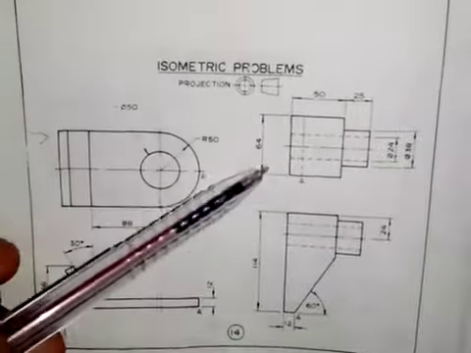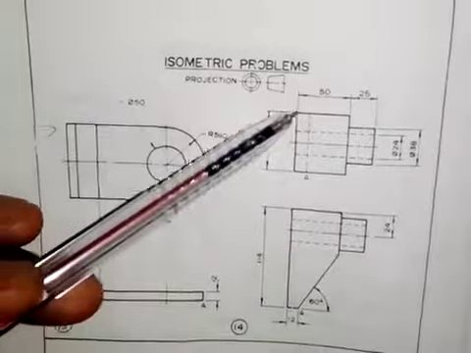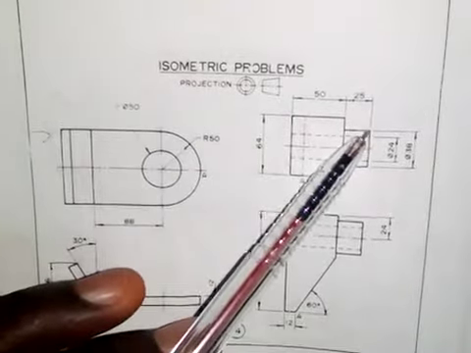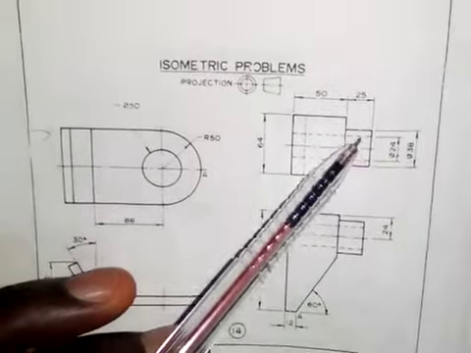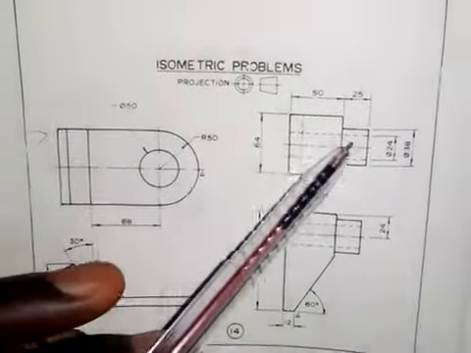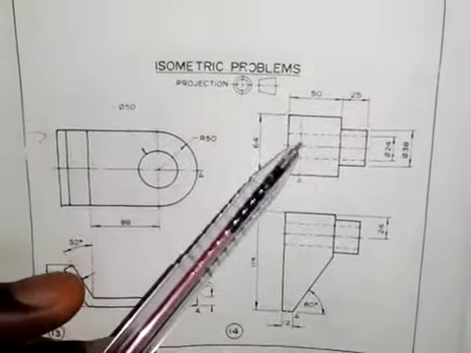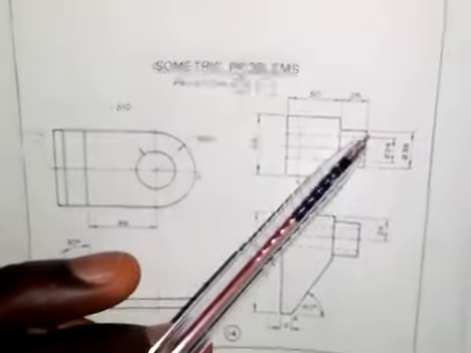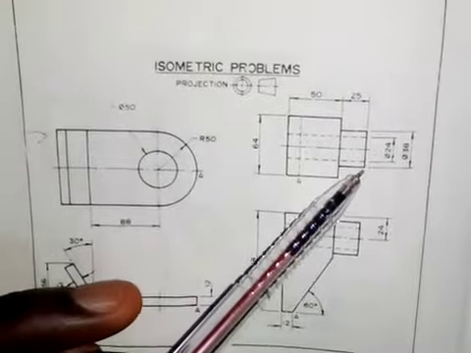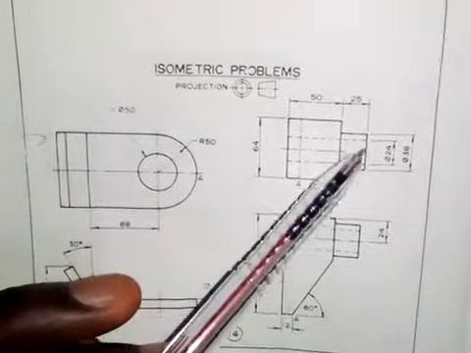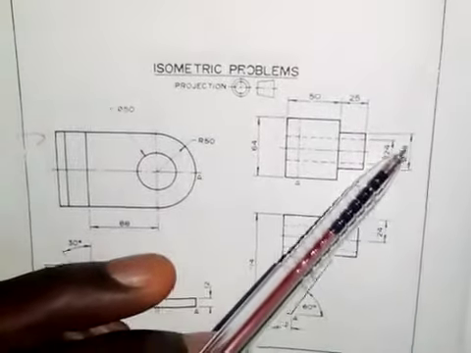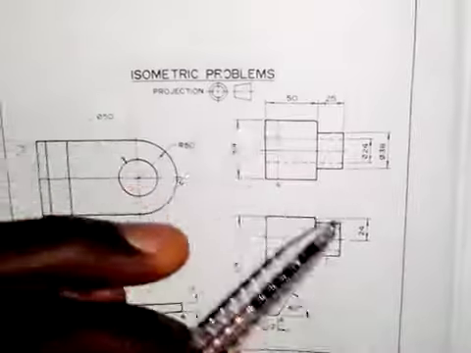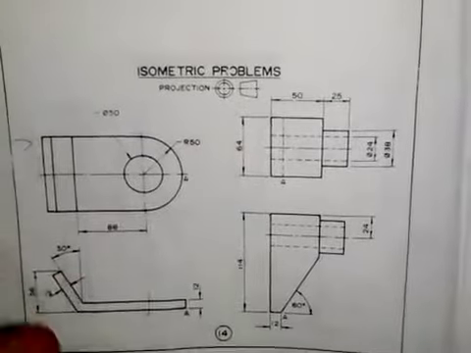Coming to the plan, we have the distance from here to here to be 64 millimeters, from here to here is 50 millimeters, from here to here is 25, and the circular hole that we have here, which is hidden in the plan and also in the front elevation, has a diameter of 24 millimeters. And for this external part of the cylinder, the diameter is 38 millimeters. So we are going to put all these dimensions together to produce the isometric view of this object.